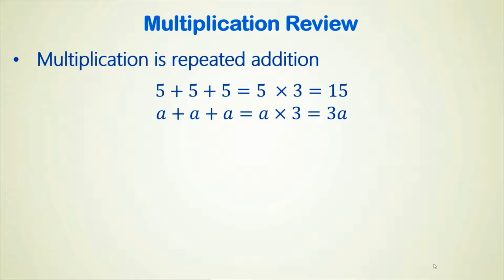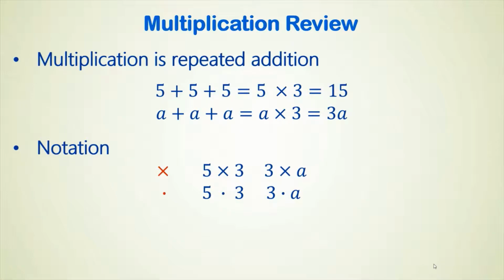Okay? And let's look at a few different ways to mathematically write multiplication. So the first way is using the cross, like what we just looked at, 5 times 3 or A times 3. Okay? So the second way you'll see is using a centered dot to represent multiplications, like 5·3, which means 5 multiplied by 3, or using 3·8, which is 3 times 8.